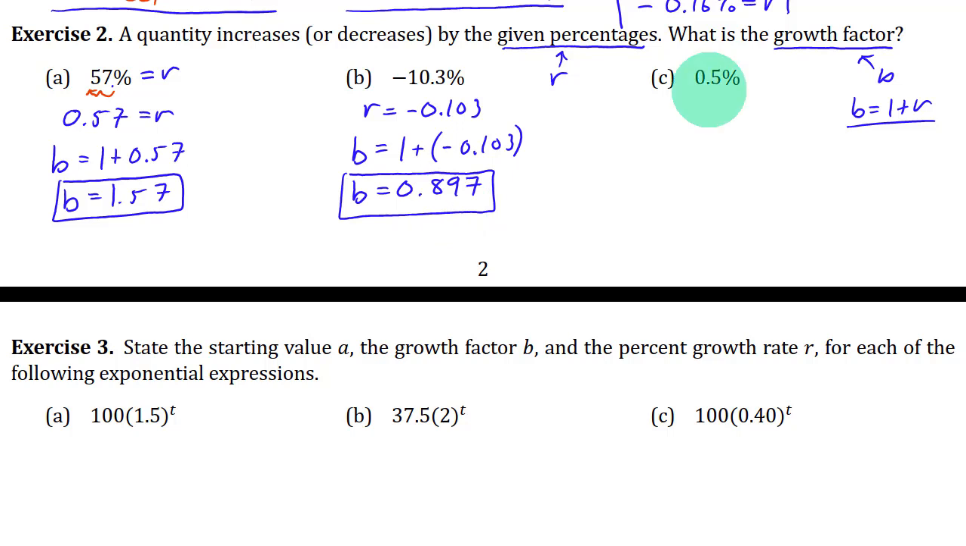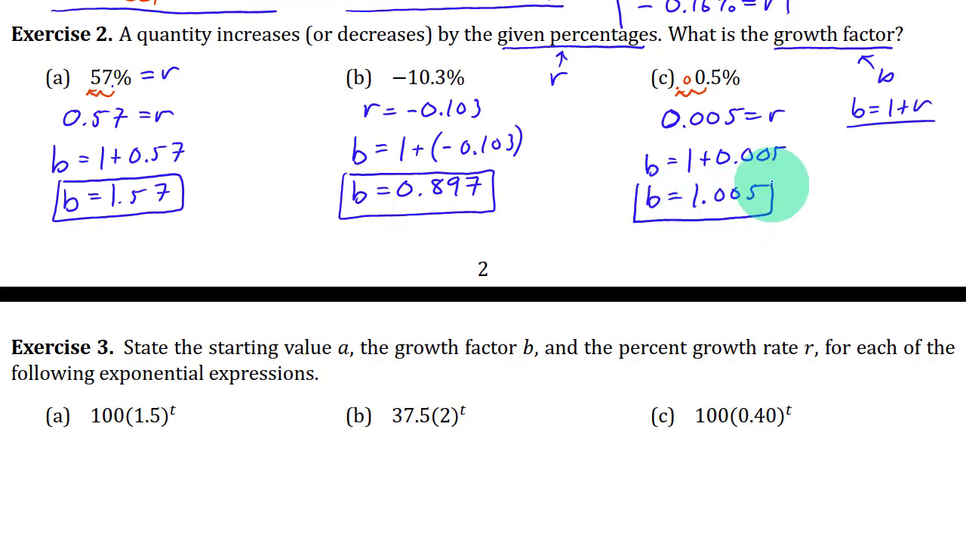Okay, here if you move this decimal over 2 times, 1, 2, there we go. This is going to become 0.005 as a decimal. And the B is going to be 1 plus that, which is 1.005. So if you want to increase something by 0.5%, that's the same as multiplying it by 1.005.